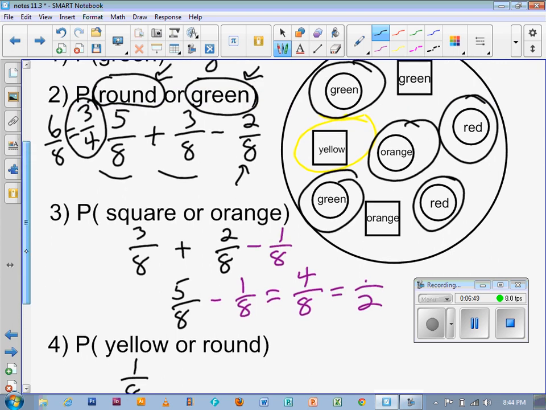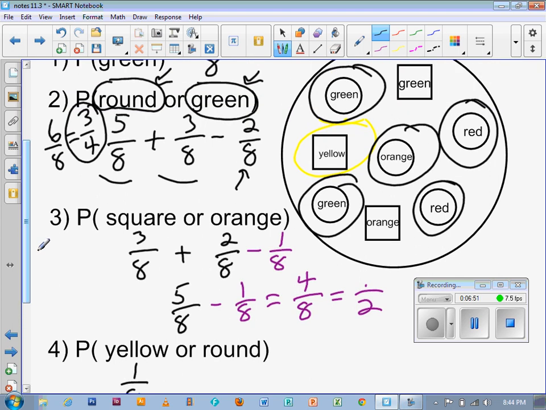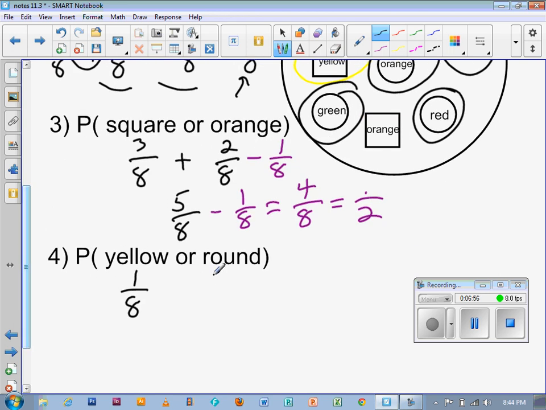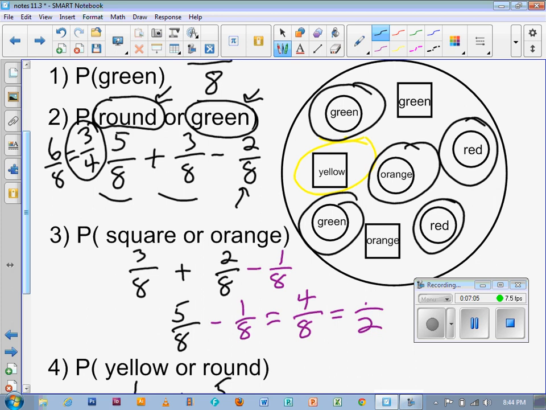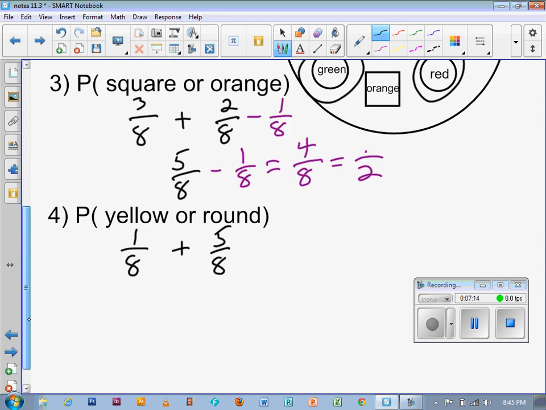And then we have to look at all the round tokens. We got 1, 2, 3, 4, 5. There are 5 out of 8 that are round. Then we have to ask the question, are these 2 events mutually exclusive or not mutually exclusive? And the answer is they are mutually exclusive, which means we have not counted any event more than once. So if they are mutually exclusive, you just simply add them together, simplify, and that's your probability, like the previous video indicated.